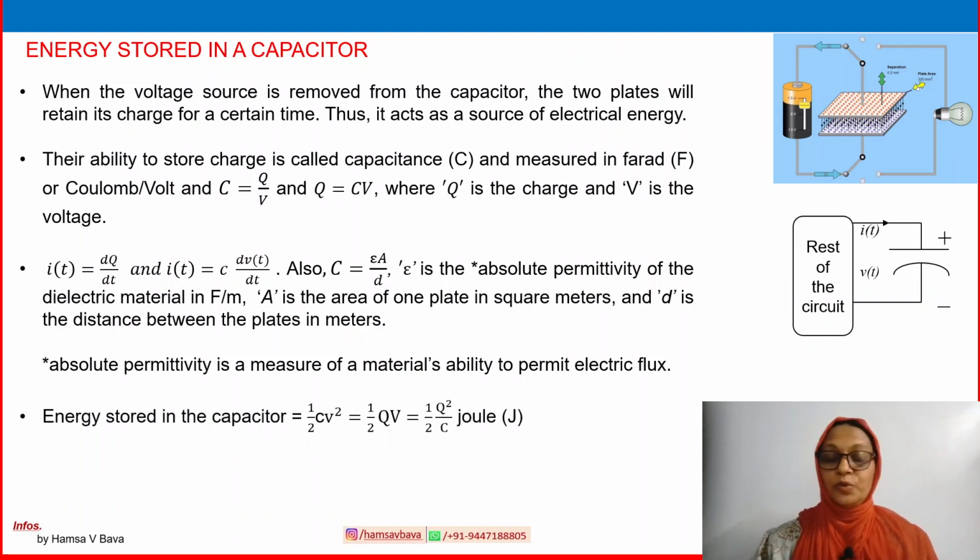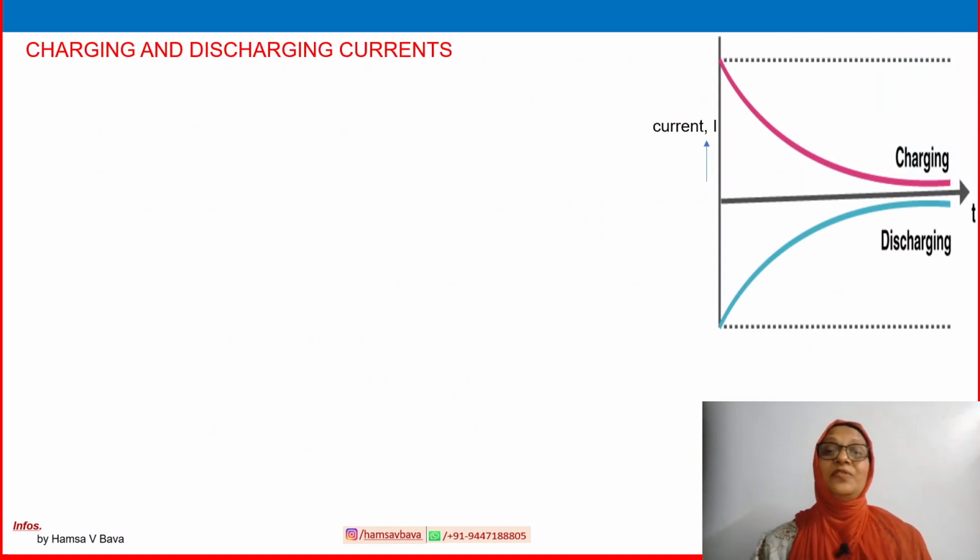Energy stored, I am not including the derivations here, but the expression half CV square, when you substitute for CV, it becomes half QV. When you substitute for V, that becomes half Q square by C joules. That much of joules of energy is stored in a capacitor. Then we can see what is the charging and discharging current. In the last presentation, we have seen what is the charging and discharging voltages.